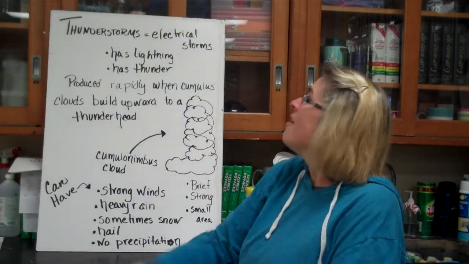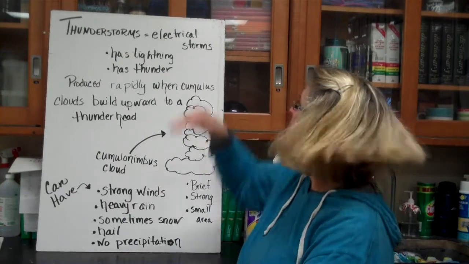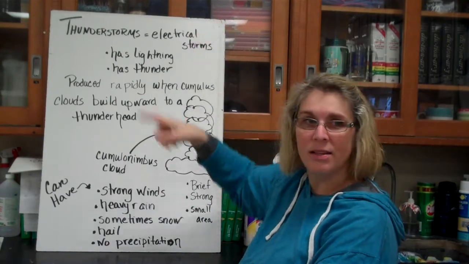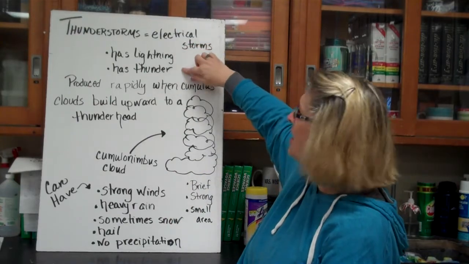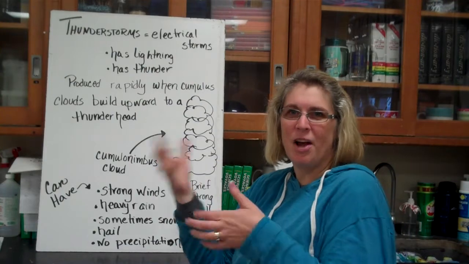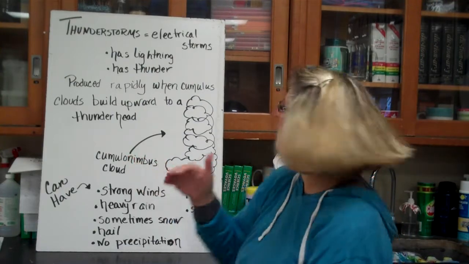All right. The next kind of storm is a thunderstorm, and it is an electrical storm, and we think about electrical storms because there's lightning. It has lightning and it has thunder. And you can have thunder, but really not without lightning. It just may be so far away you can't see it.